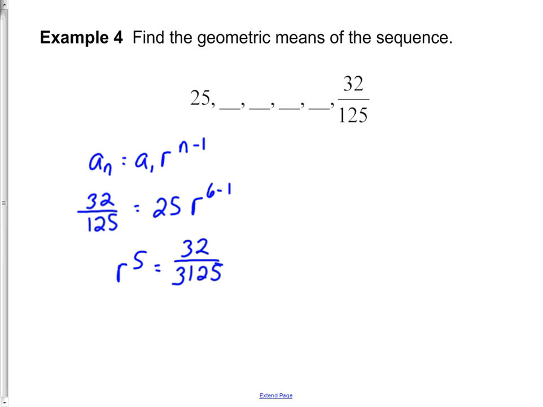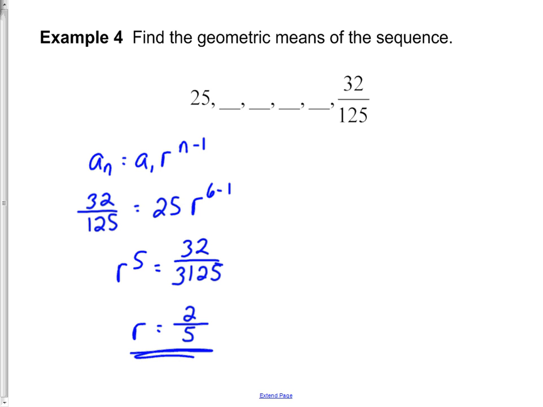Now, how do I find r? Well, you're going to have to take the 5th root of both sides. So the 5th root of 32 is going to be 2, and for 3,125, I'd take 3,125 raised to the 1/5 power. That would be the 5th root, and that would give me a 5. So there is your r value.